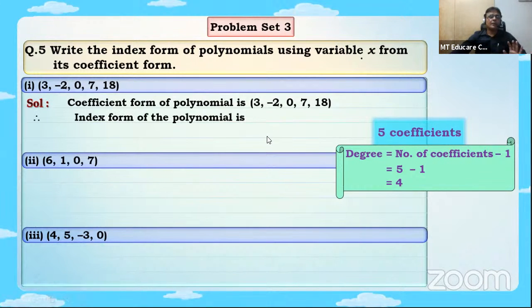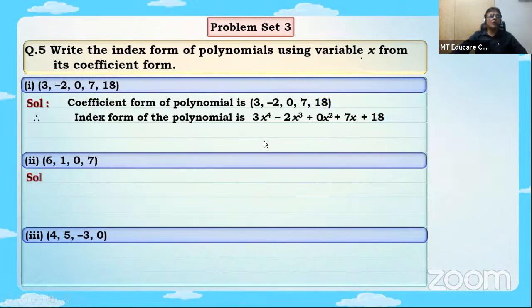तो no confusion. चलो power 4 तो 3x raised to 4 minus 2x raised to 3 plus 0x raised to 2. Sir, can we write minus 0x raised to 2? Yes, I told you can write 0 minus also. Then plus 7x raised to 1 plus 18. Check karo power 4, 3, 2, 1, 0. I have written all the terms. Chalo, now go with the next one.